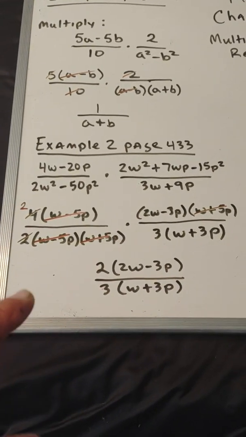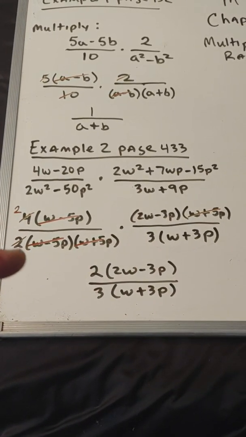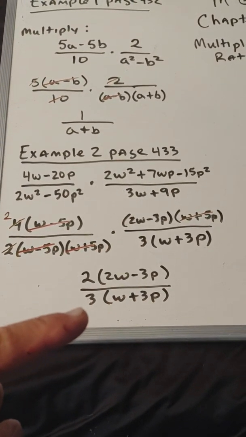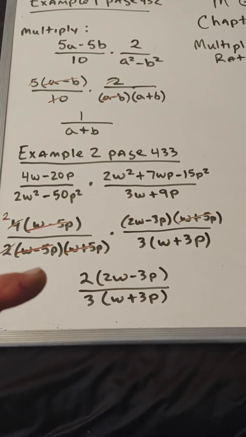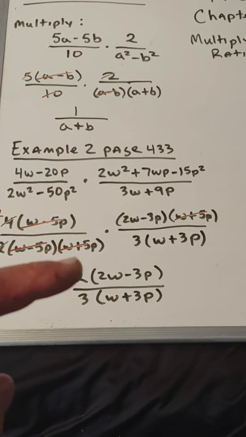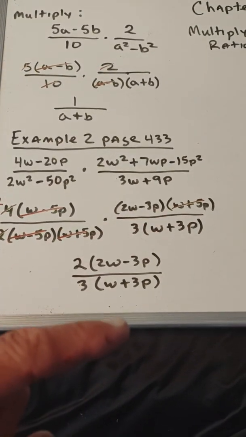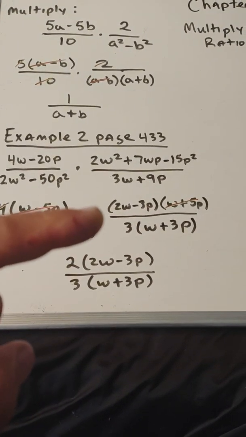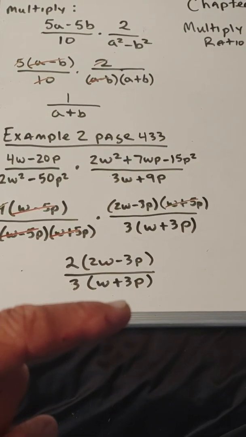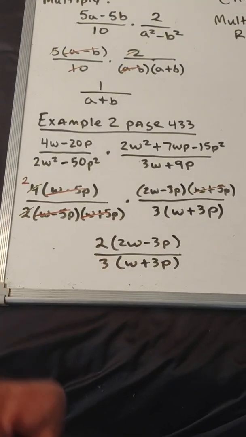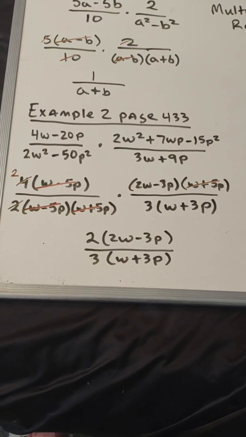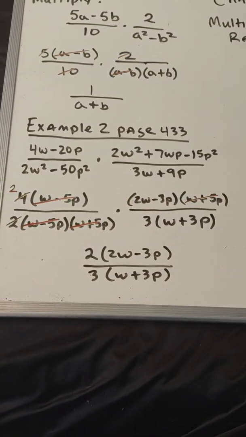If we look at what we got, the 4 on top divided by the 2 makes it 2 on the top. We have a 3 left on the bottom. w minus 5p over w minus 5p becomes 1. w plus 5p over w plus 5p becomes 1. So then we have 2w minus 3p on top, w plus 3p on the bottom. So our final answer becomes 2 times 2w minus 3p on top, 3 times w plus 3p on the bottom.